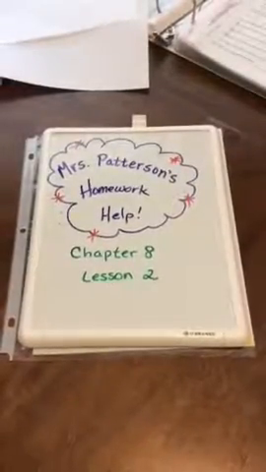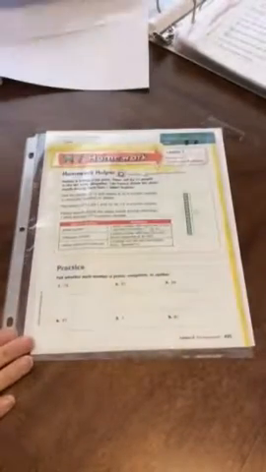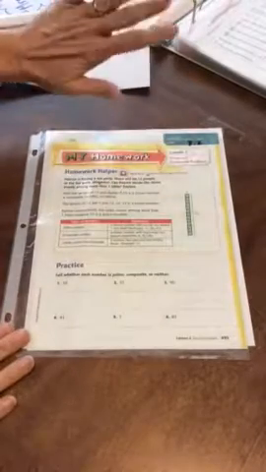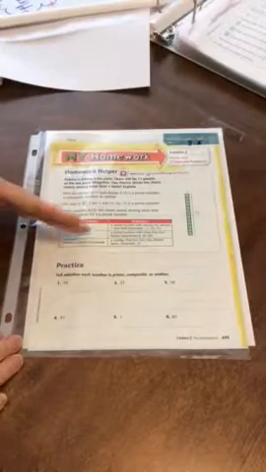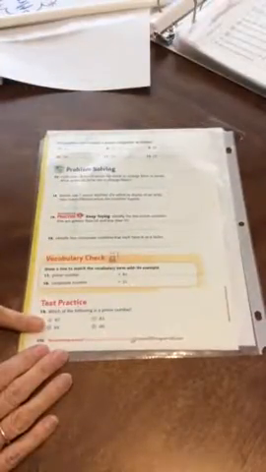We are on Chapter 8, Lesson 2. And we have prime and composite numbers that we're going to talk about. I'll go over what those are again. You have to tell whether these are prime, composite, or neither, and I'll talk about that in a minute. And then some other problems that we need to work through. Okay, all right.